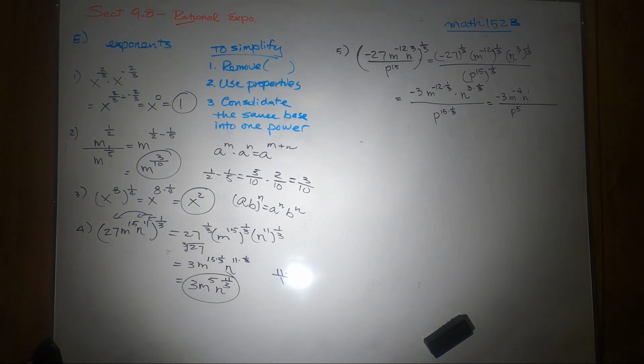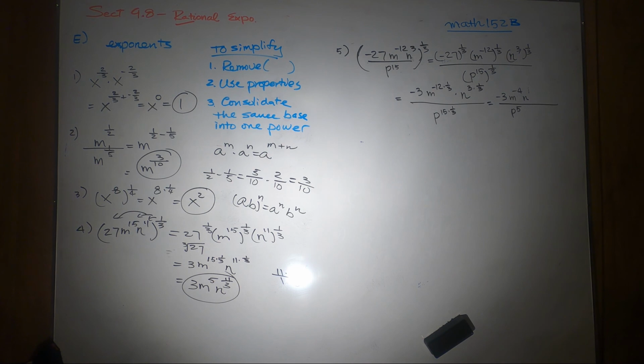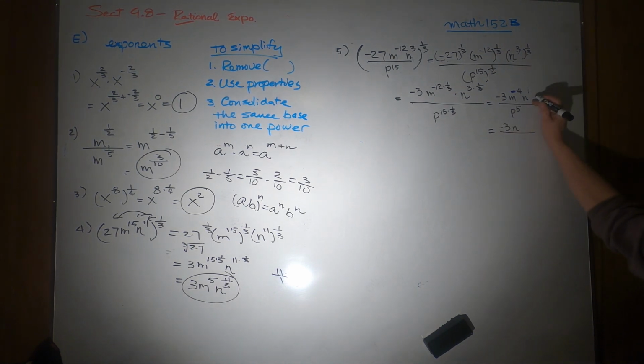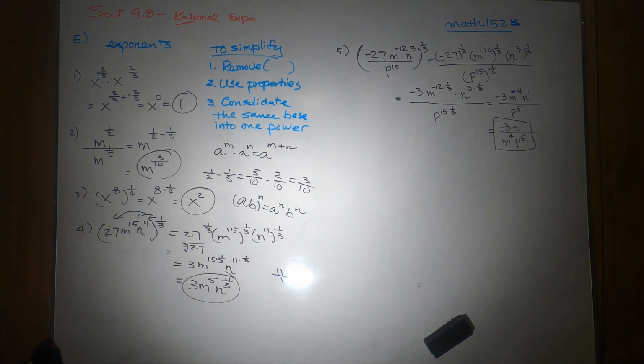But we don't like to leave the answer in negative exponents. So we need to flip them. Which one do we need to flip? Only the one with negative exponents. So you will do what? Negative 3 n stays, m goes to the 4th power in the denominator, p to the 5th power stays. That would be your simplified form.